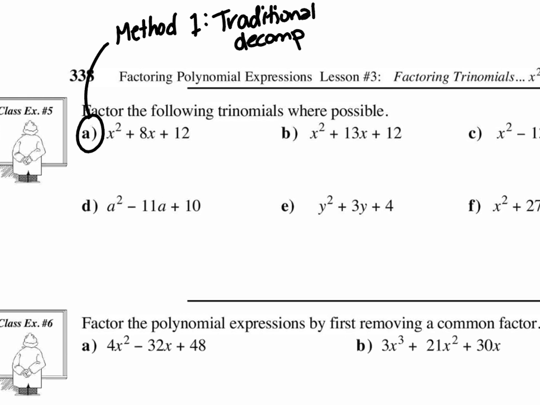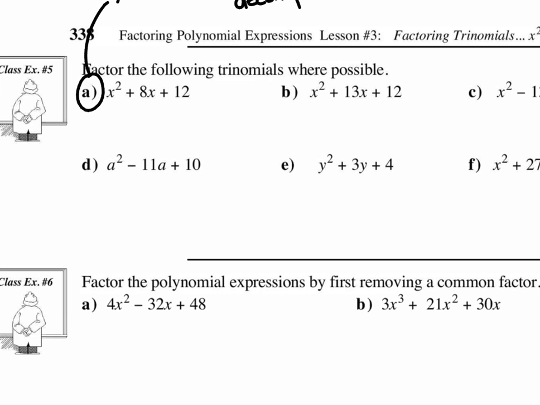So traditional decomposition is we're going to start off, remember we did product and sum? Well, remember the last number, the 12, is going to be where we're going to find our product. I want to find two numbers where the product is 12 and the sum is 8. Okay, product is 12, sum is 8. What are our two numbers? Think of 12. 12, 6 and 2? Agreed? Okay, so 6 and 2.